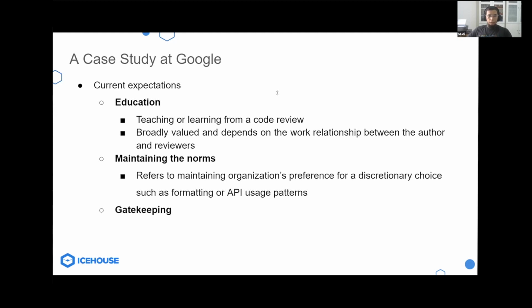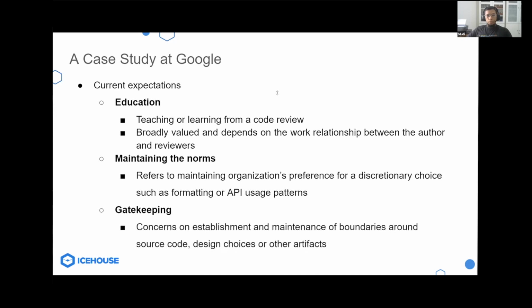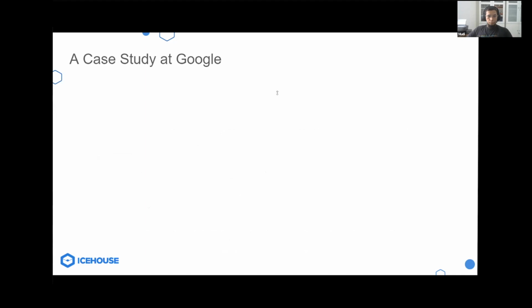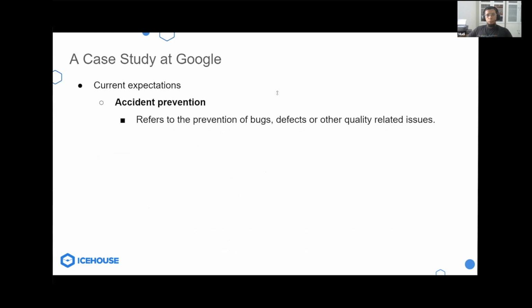And also gatekeeping. Gatekeeping here concerns the establishment and maintenance of boundaries around the source code, design choices, or other artifacts. And also accident prevention. Accident prevention here refers to the prevention of bugs, defects, or other quality-related issues. In a way, the code review process improves security as well by making sure that no single developer can commit arbitrary code without oversight.